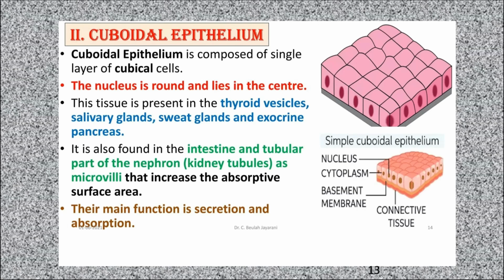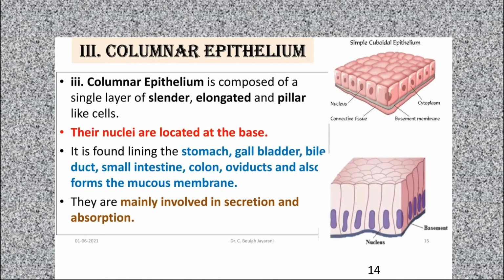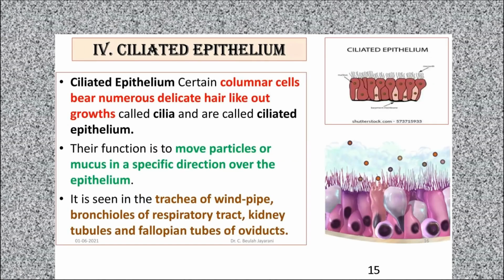And cuboidal epithelial cells also have similar structures, but the function is of course different. You can see on the screen that they are found in the intestine and the tubular part of the nephron, with microvilli. Then columnar epithelial cells have nuclei located at the base. Where they are present, they are mainly involved in secretion and absorption, as in the intestine.